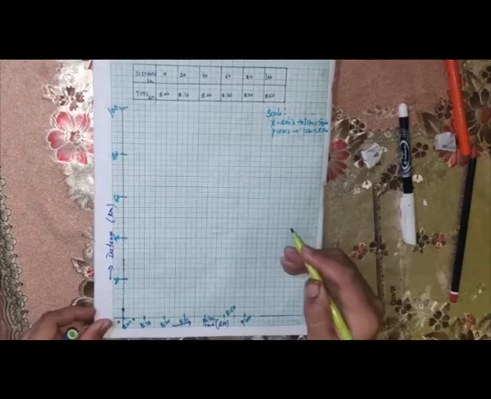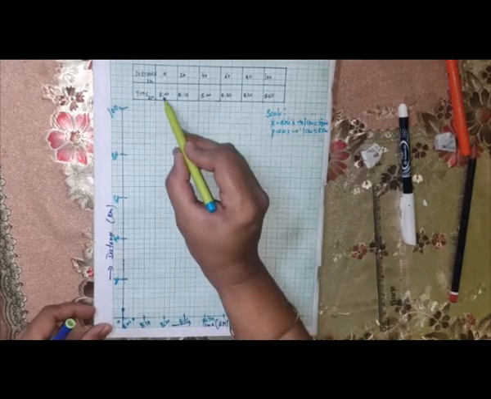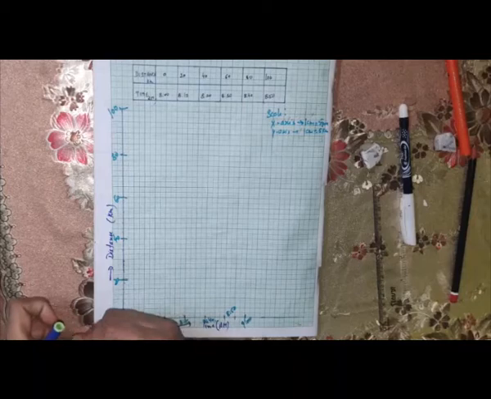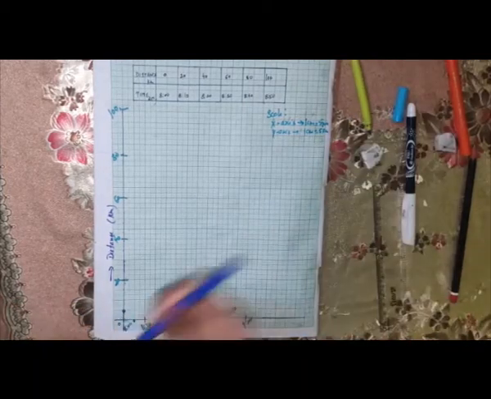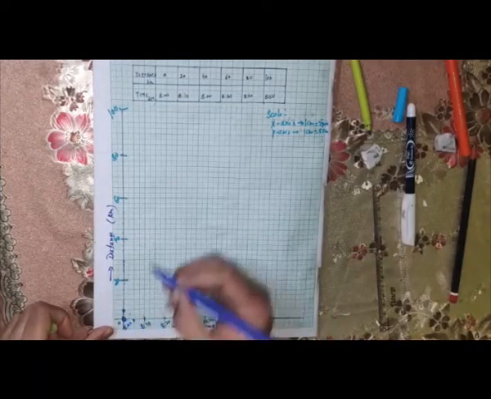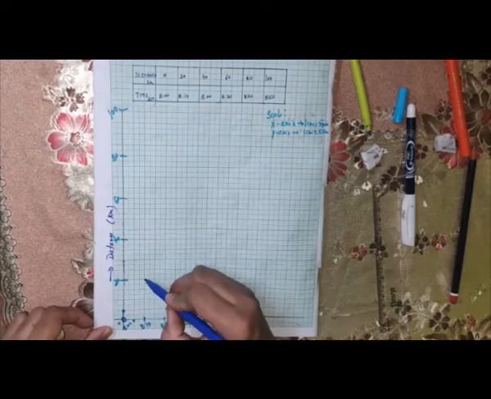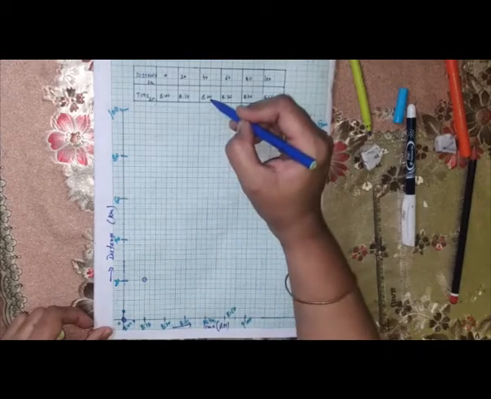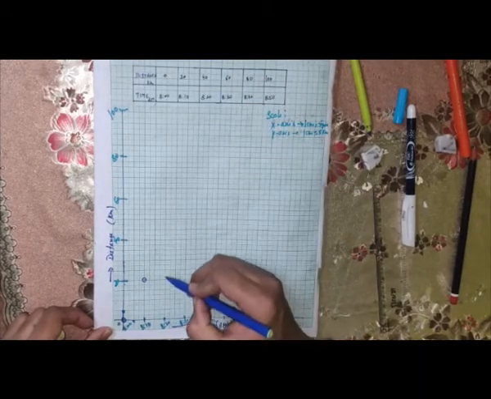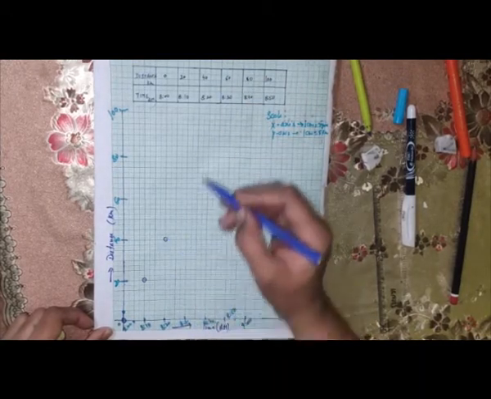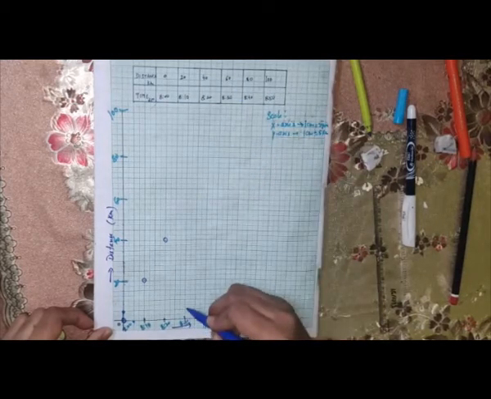So now let us mark the points. At 8 o'clock, this is 0. At 8:10, the observation is 20. We can circle this point. At 8:20, it is 40. At 8:30, it is 60.